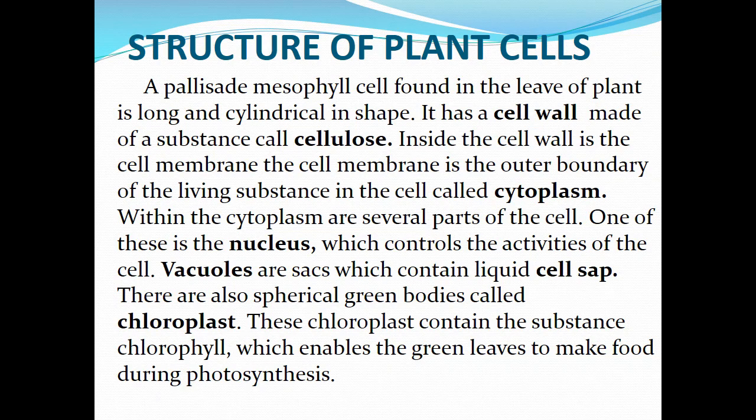Second, we have the vacuoles, and we say vacuoles are sacs that contain a liquid called cell sap. And then the third we have are spherical green bodies called chloroplasts. So we have the nucleus, the vacuoles, and the chloroplast inside the cytoplasm. Then we have the cytoplasm, the cell membrane, and the cell wall. So the major parts of the plant cell are the cell wall, cell membrane, cytoplasm, nucleus, vacuoles, and chloroplast.